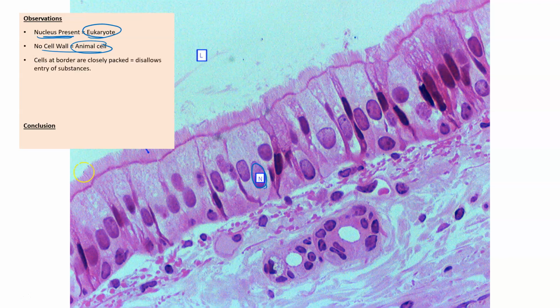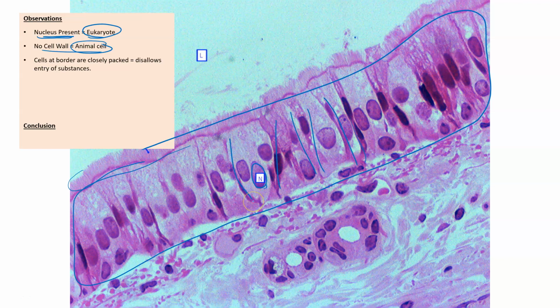The cells right here at the border, okay, and so again, we're talking these cells at this border have really no room. They're very densely packed. Okay, there's not much room between them. They're very, very closely packed, and so it disallows entry of substances. It has to be a really uniform, nicely packed border. Okay, that's something that's very different from the picture we saw before.